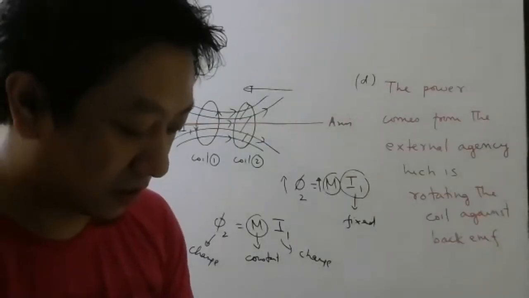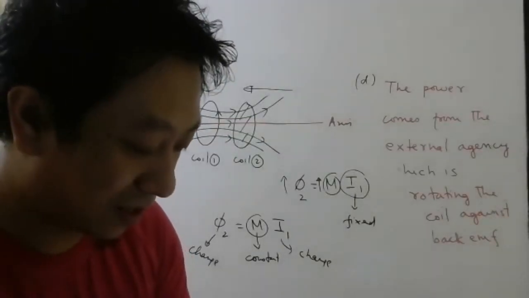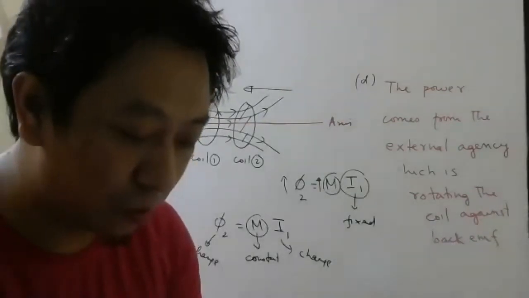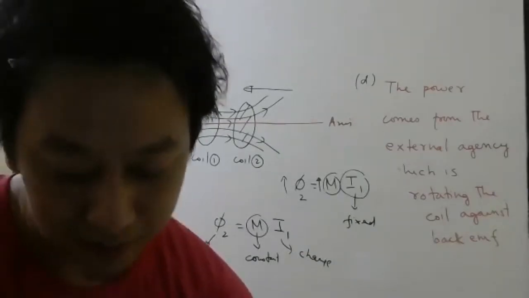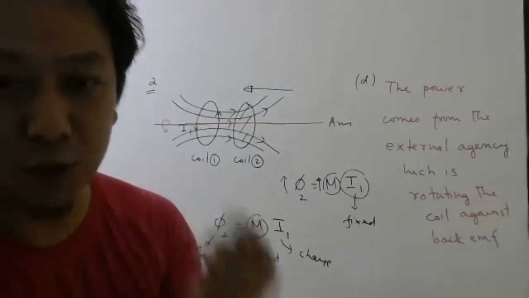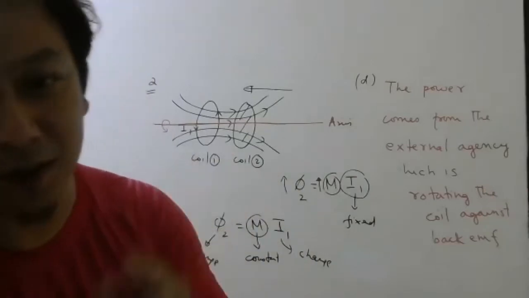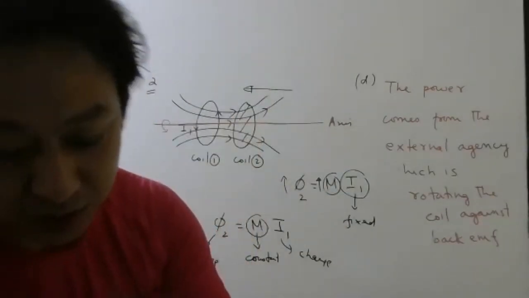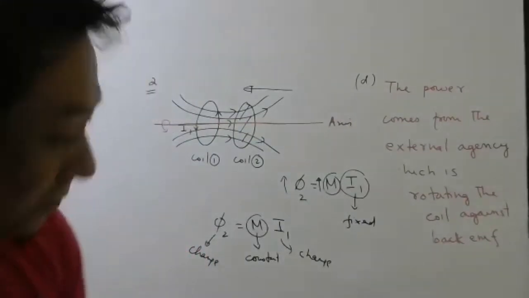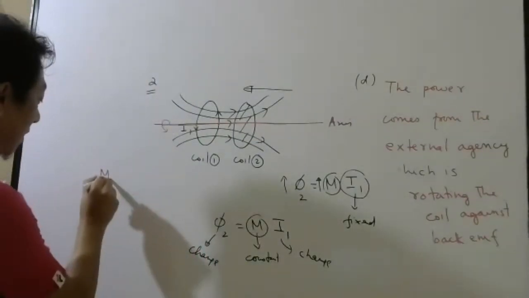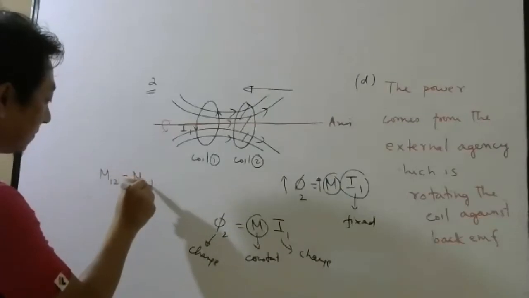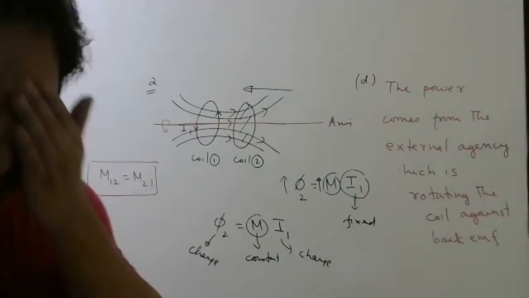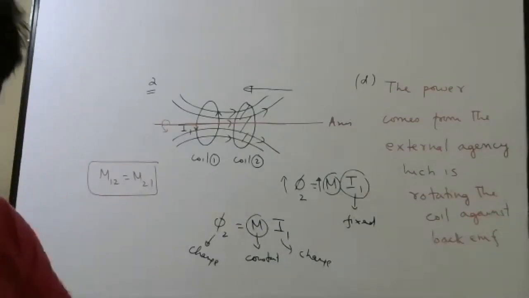Option D: M12 of coil 1 with respect to coil 2 is the same as M21 of coil 2 with respect to coil 1. This we have already seen. Mutual inductance of coil 1 with respect to coil 2 is the same as that of coil 2 with respect to coil 1, meaning M12 is the same as M21. It is an experimental fact; I tried to show you this while deriving the formula for mutual inductance.